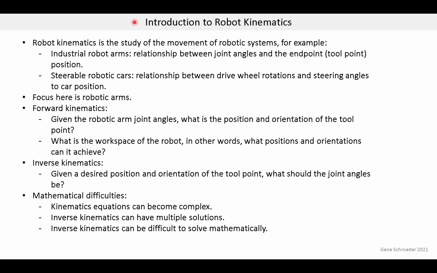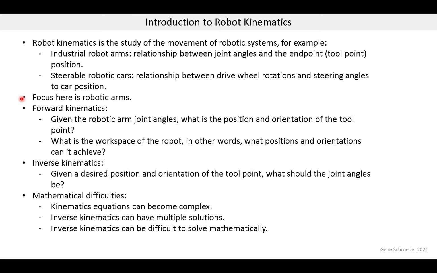So what is robot kinematics? Well, it's the study of the movement of robotic systems. For example, for industrial robot arms, we're interested in the relationship between joint angles and the endpoint or tool point position. For steerable robotic cars, we're interested in the relationship between drive wheel rotations and steering angles and so forth to the car position. Now, the kinematic problems for these two types of robots I just mentioned are going to be quite different. The focus here is on robotic arms, since our demo project is a robotic arm. So two fundamental problems in kinematics are the so-called forward problem and the inverse problem, and we'll be doing both of these for our project.